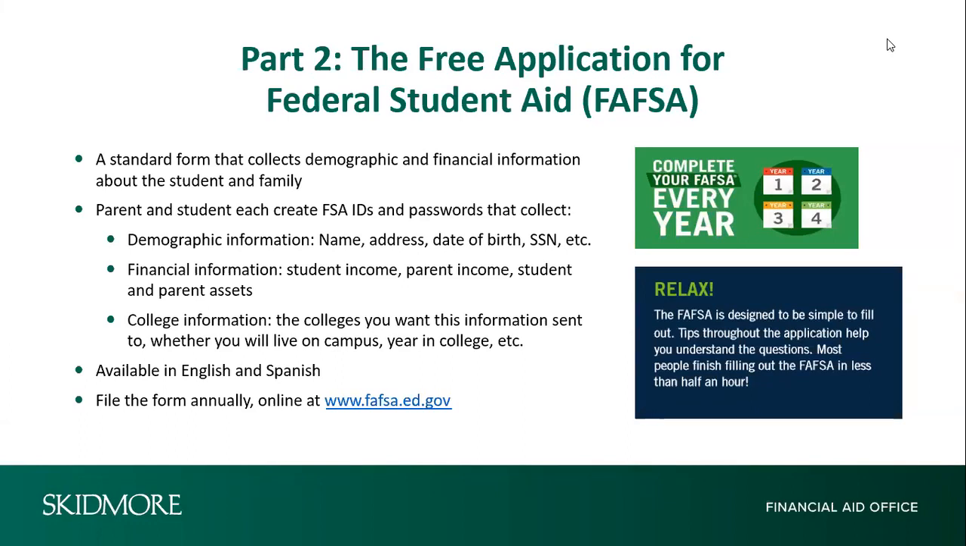And as I mentioned earlier, you file the form every year. So as a prospective student, you file the FAFSA. Once you're a first-year student, you file the FAFSA for your sophomore year. And then if you're going to a 4-year college, your junior year, and then again your senior year. So every year you're completing a new FAFSA.